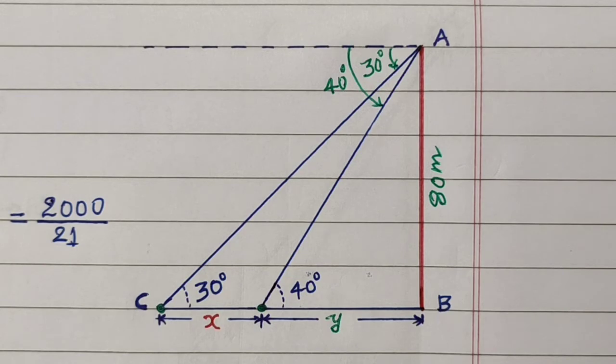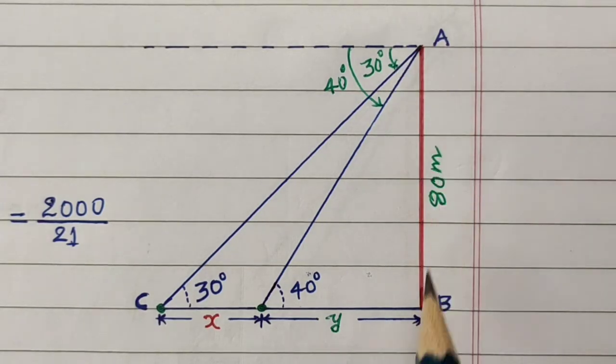As observed from the top of an 80-meter tall lighthouse, the angles of depression of two ships on the same side of the lighthouse, in horizontal line with its base, are 30 degrees and 40 degrees respectively. Find the distance between the two ships. Give your answer correct to the nearest meter.